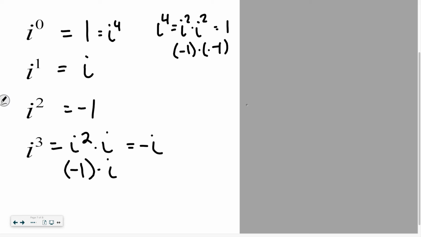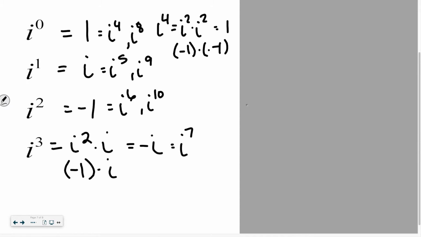So if I add another i, then I'm just going to go down this cycle each time. Okay, so this is going to be i to the 5th, i to the 6th, and i to the 7th. And then once I get around, I just go right back up. i to the 8th, i to the 9th, i to the 10th, and i to the 11th.